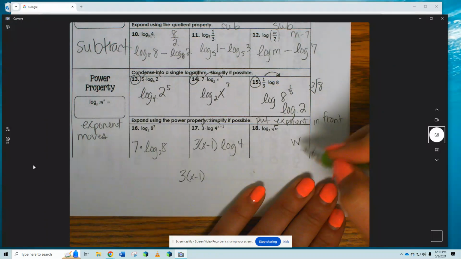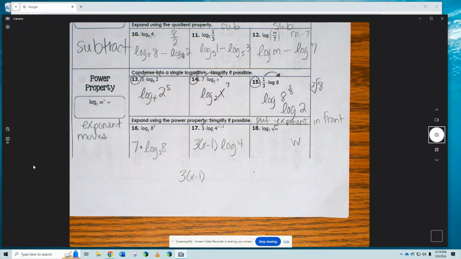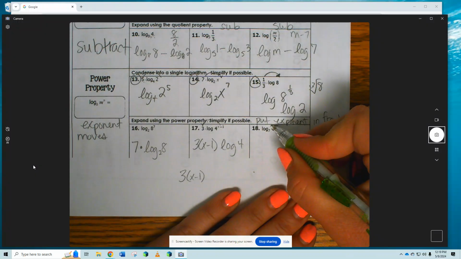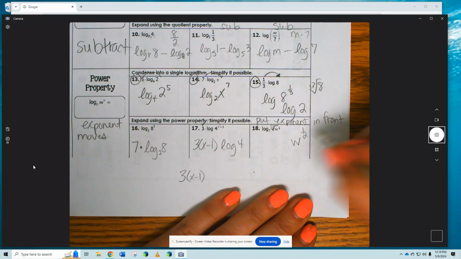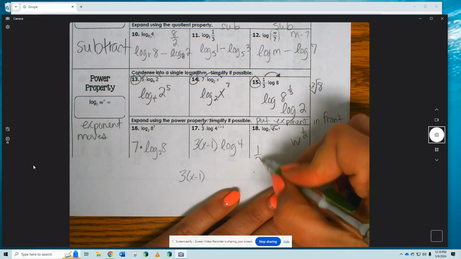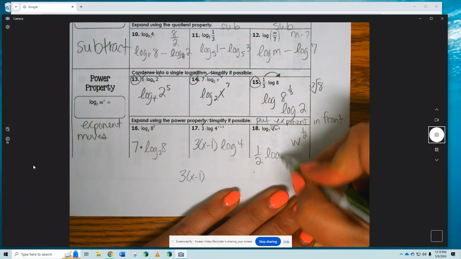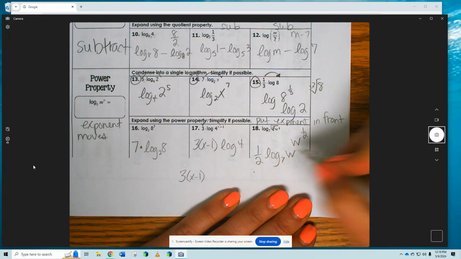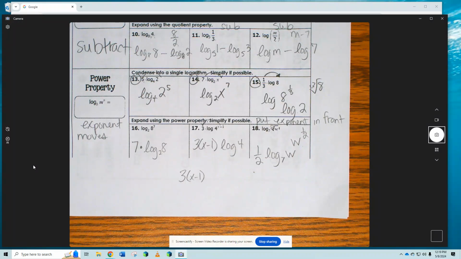What's this W if I make it a fraction with an exponent? 1/2. Are we clear on that? The 1 is here. It's a square root, 1/2. Ready? The 1/2 goes in front. Log base 7 of W. That was kind of tricky. Yeah, right? So I can be on the test. Oh, good.